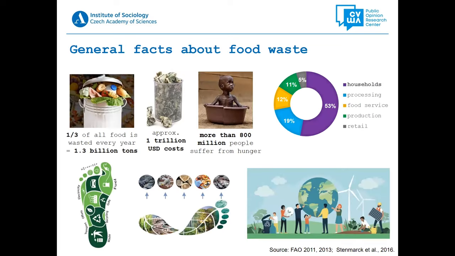So just to start with a few numbers which are very important for the context. Around one third of all food is wasted worldwide, which is 1.3 billion tons. That is an amount that could feed up to 3 billion people, while approximately 800 million people in the world suffer from hunger and malnutrition. With the wasted food come huge financial losses that reach almost $1 trillion. According to an estimate from the European Union, the most food waste occurs at the household level, which is estimated at 53%. In my presentation, I will therefore focus specifically on individuals and households and their food-related activities that can reduce their environmental impact.